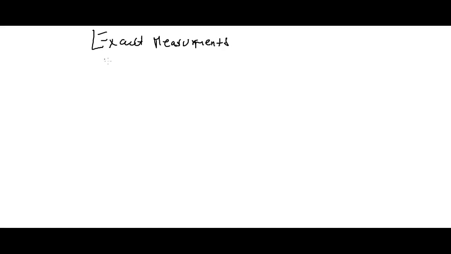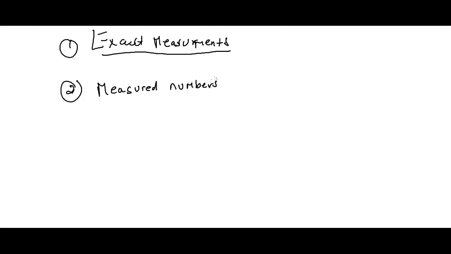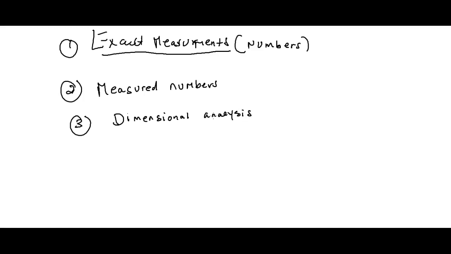I'm sorry for my handwriting here, it's not that perfect. And then the second type of measurement discussed is measured numbers. And exact numbers. So instead of saying measurement, I will say exact numbers. So we're going to discuss these two kinds of numbers, and later on we're going to see dimensional analysis, and how we convert from one unit to the others. These are the three things that we're going to discuss in this video.